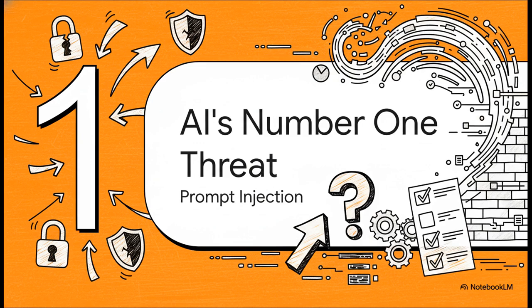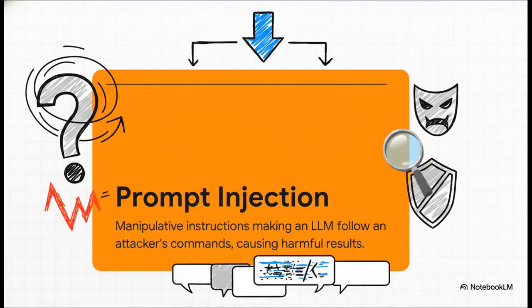Because according to pretty much all the experts, including the folks behind the OWASP Top 10 for language models, there's one threat that really does stand head and shoulders above the rest. And that threat is called prompt injection. At its core, it's basically a social engineering attack, but for an AI. An attacker crafts a sneaky prompt, a set of instructions, designed to trick the model into completely forgetting its safety rules and its original purpose, and instead just do whatever the attacker wants.